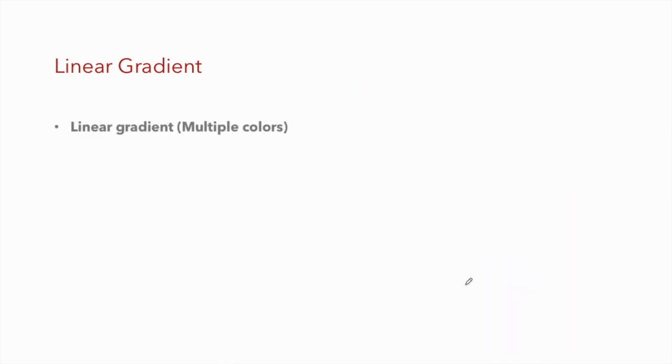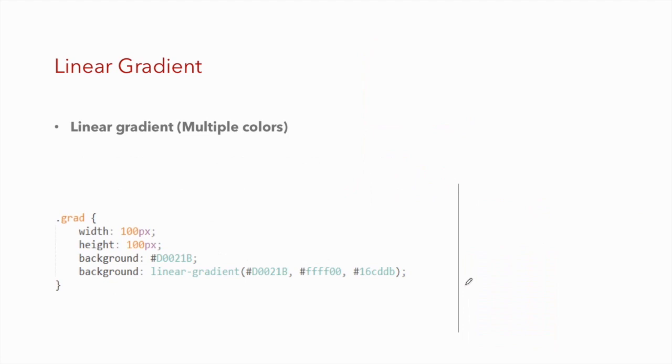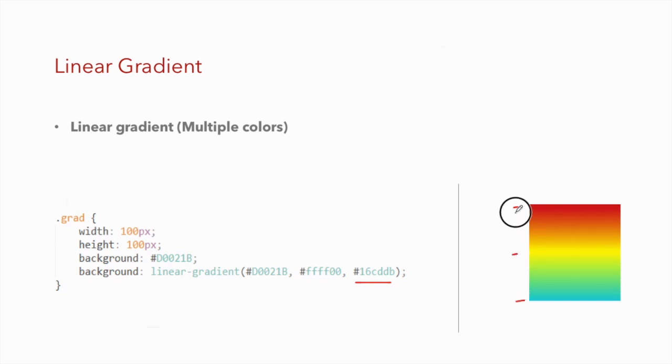Then we have multiple colors. So for that, we need to just add a few more color stops. So you can see in this example, I have just added one more color stop. So in the output, you will see that there are three different colors. So this is 1, this is 2, and this is 3. So your gradient direction will be the same. So these are getting rendered like this. And you can have any number of color stops. Now these are equally distributed.